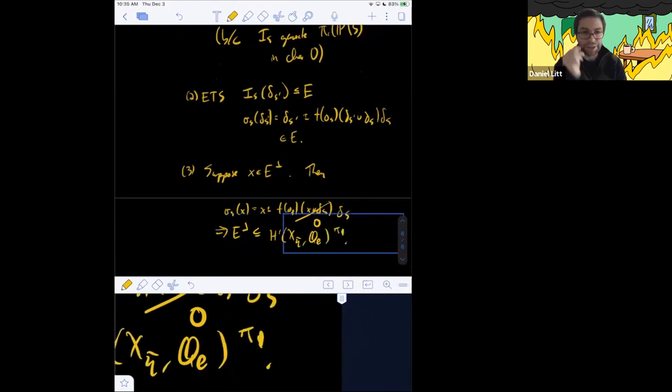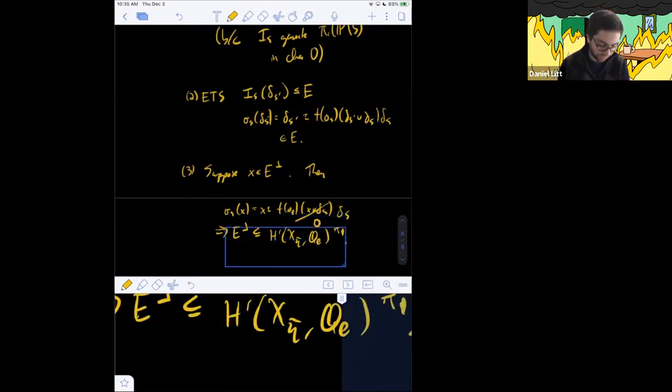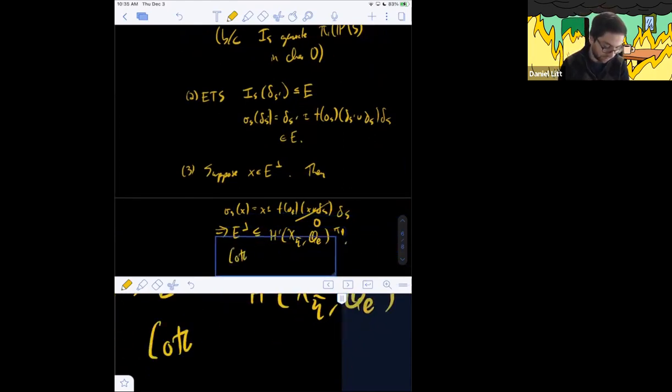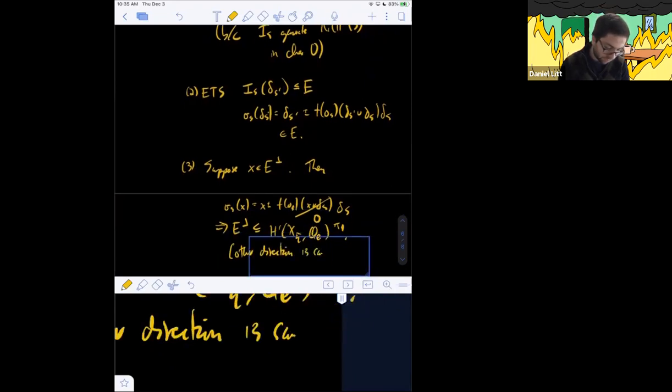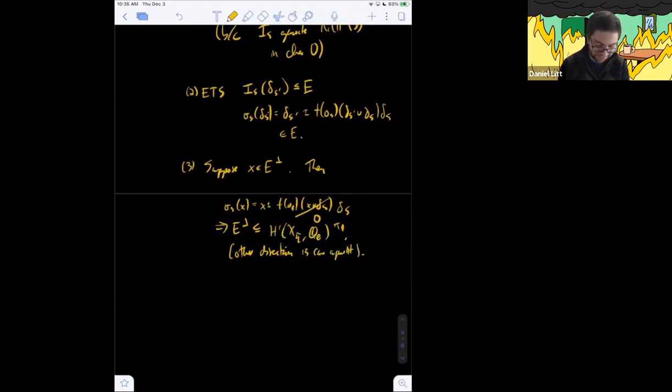Okay, and then the other direction is actually just the same argument. I mean, this step was an if and only if. So suppose you're in H1 x eta bar, suppose you're in the fixed locus. Well, that means that sigma S of X is X, which means that this is 0, which says that you're orthogonal to every one of the vanishing cycles, which means you're in E perp.